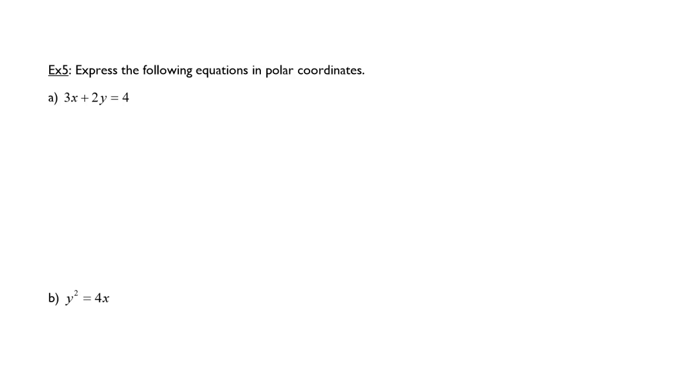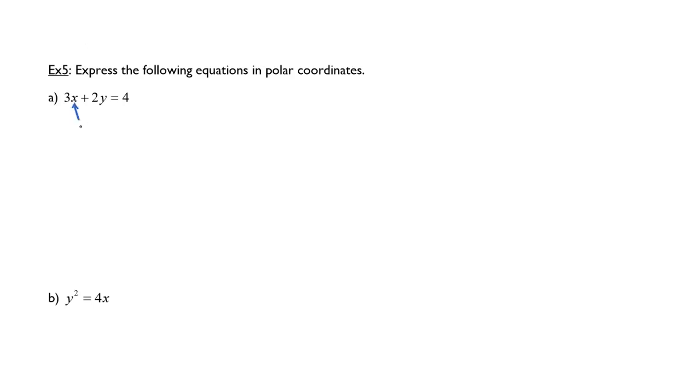Welcome back to part 4 on this section on polar coordinates. We're going to look at example 5 now, where we need to express the following equations in polar coordinates. So the first one we have here is 3x plus 2y equals 4.